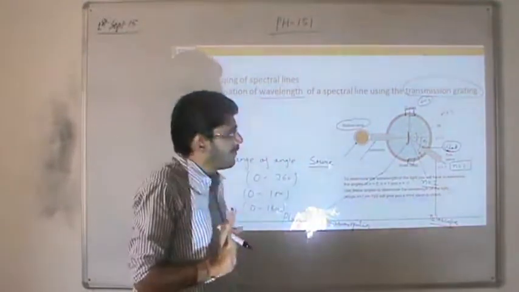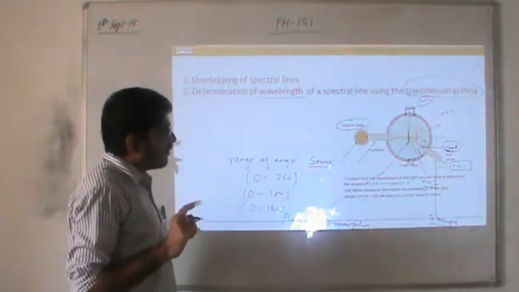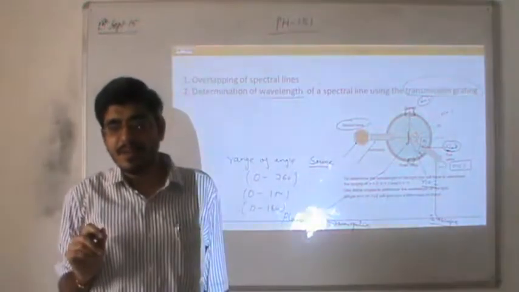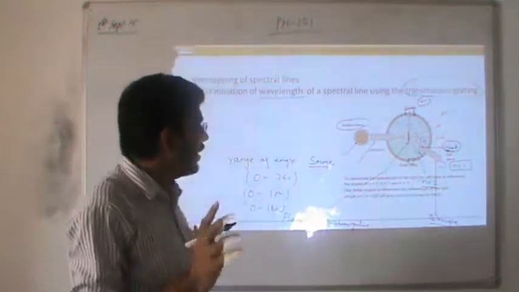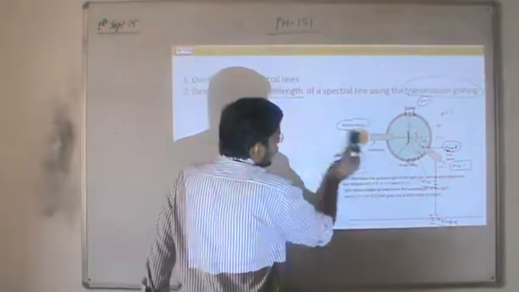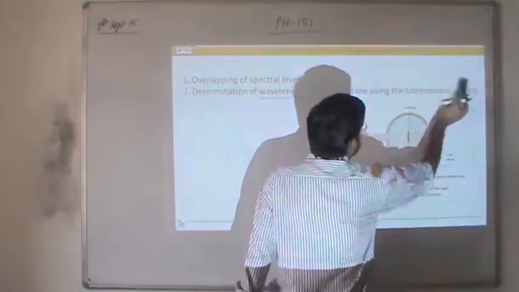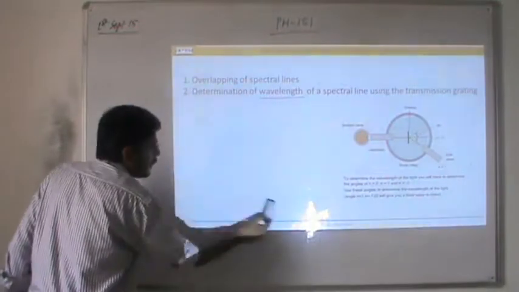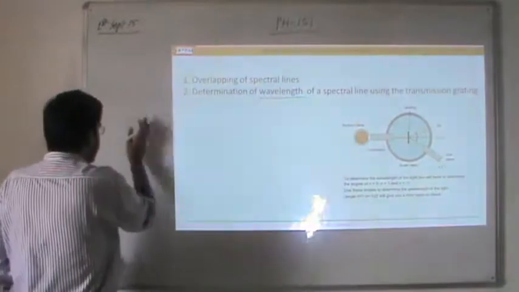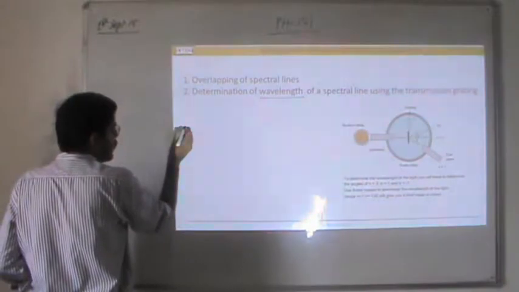So this is the basic setup of the instrument. By using this instrument we can measure the wavelength of a spectral line using the transmission grating. Now I will explain how we can determine the wavelength of a light using this instrument. Right, so now I draw an optical diagram.